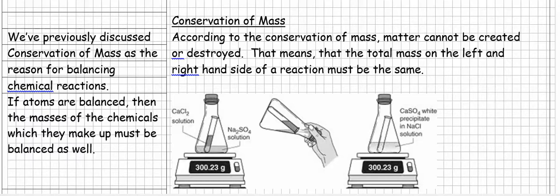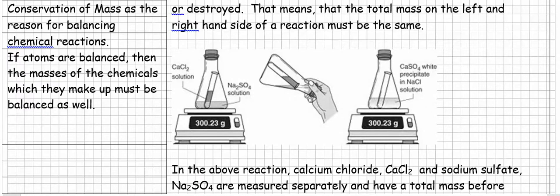Now, this means that the total mass on the left and the right hand side of a reaction must be the same, right? So let's take a look at this example from a macroscopic point of view. Let's take a look at this experimental procedure here. So we've got some type of a flask, right? We've got a flask that's stoppered, and inside the flask we have a chemical on the inside of this test tube. It's calcium chloride, and we've got another chemical on the outside. We've got sodium sulfate solution.